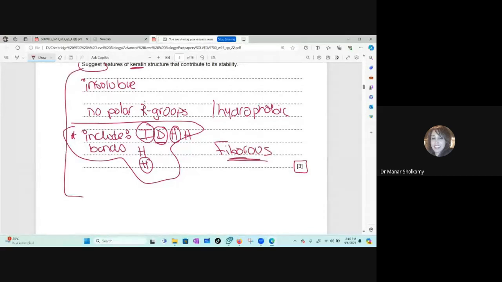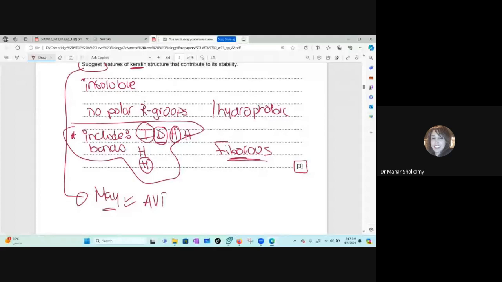And suggest means that you can write a sentence starting with "it may". We don't know. We did not study this type of protein. So it might have crosslinks. It might be twisted like the collagen. It might run in many different directions. Or these filaments might join together more and form fibers. All this will be accepted. They will tell you definitely in the mark scheme: any valid point.